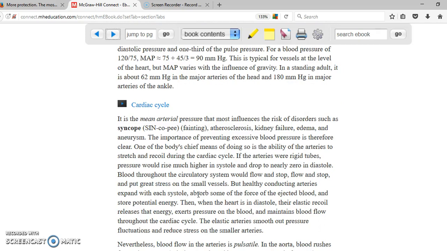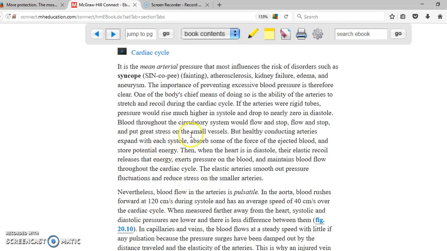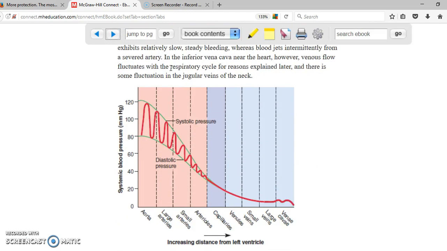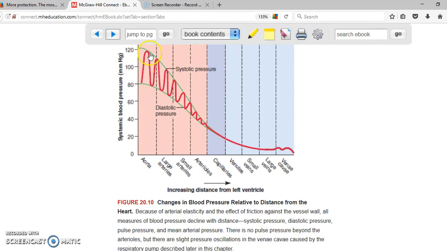So if you keep scrolling down, a whole bunch of diseases or disorders, as it says in here, syncope, atherosclerosis, and all those things, are more related to the mean arterial pressure than the other blood pressure values. But again, those are just concepts that you don't necessarily need to know for this part of the anatomy and physiology. Okay, so we keep scrolling down, and you can see here, obviously, systolic pressure is higher than the diastolic pressure.